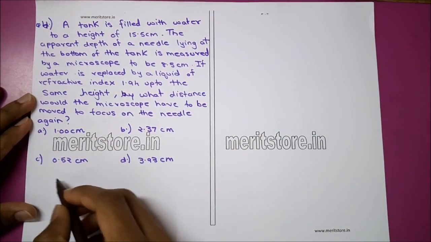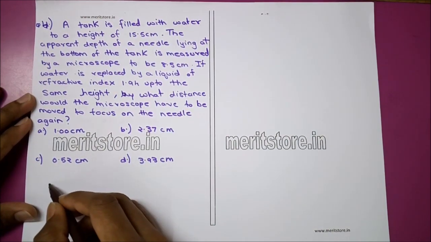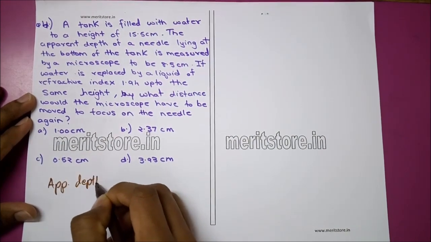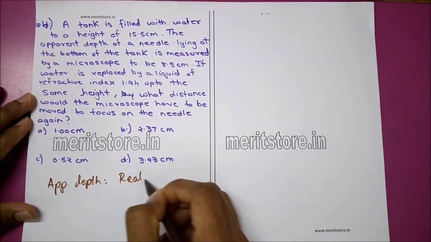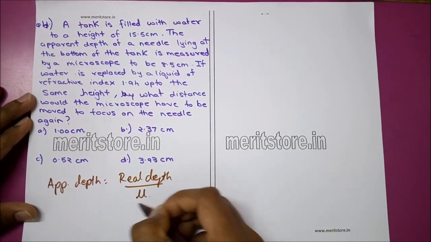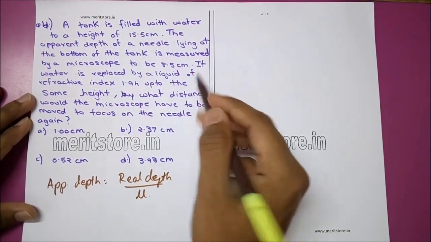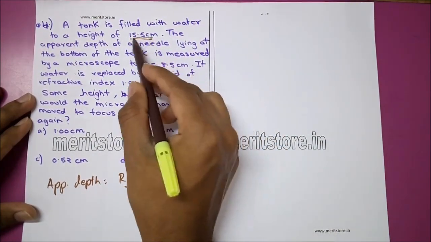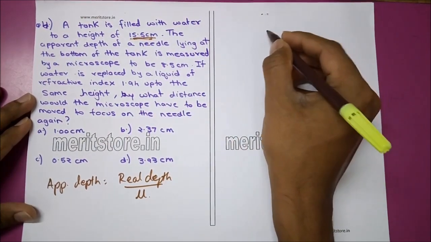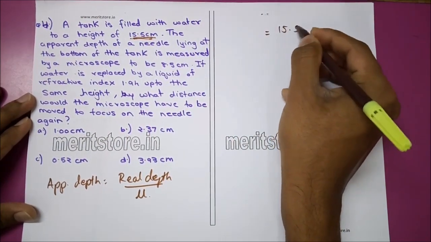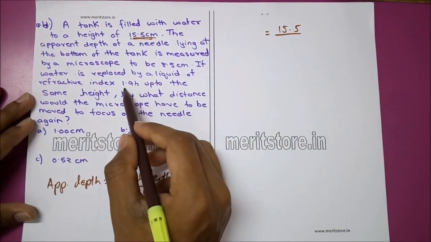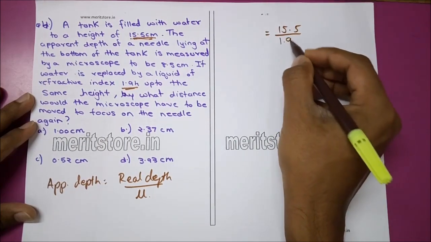This is similar to the previous problem that we've done. The apparent depth equals the real depth upon the refractive index mu. Now the real depth is the height up to which the liquid is filled in the second case, 15.5. So 15.5 divided by the refractive index of the second liquid, that is 1.94.